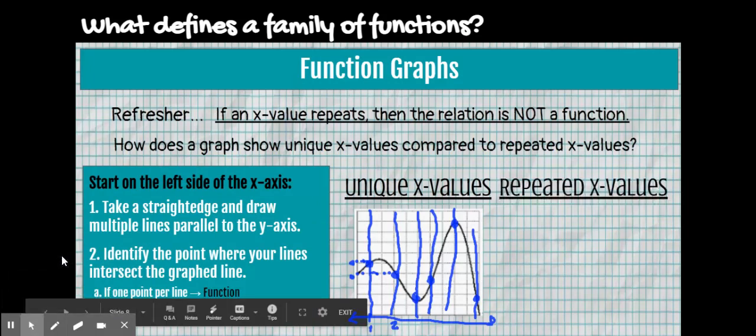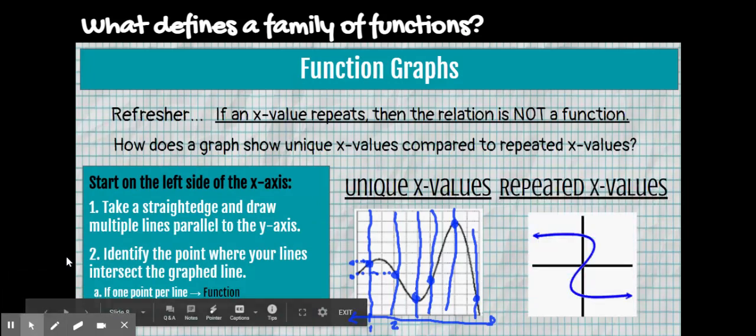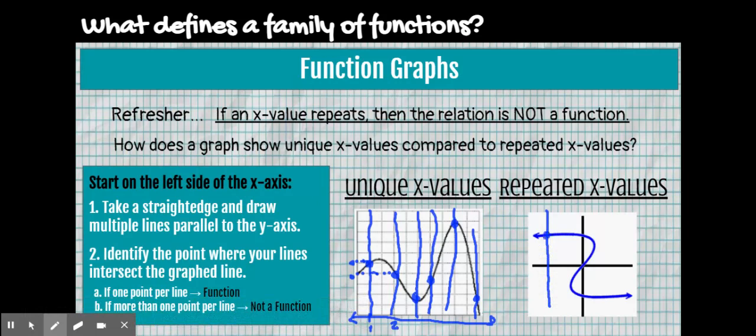To understand what's unique, we also have to look at what's not unique. What does a graph look like if it had repeated x values? And this is what it looks like. So what is the difference? If I draw a vertical line here, I can see it only hits once. It looks good. But remember, if I draw a vertical line here, wait a second, it hits my graph line once, twice, 3 times. So that really means that my x value repeats.